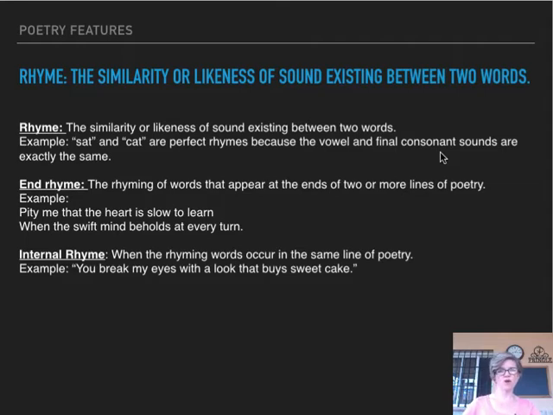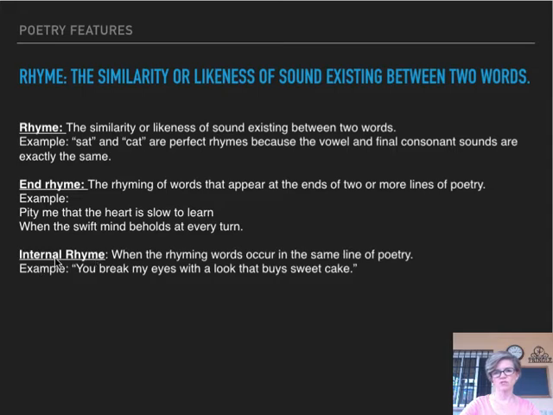The two other terms that have to do with rhyme are end rhyme and internal rhyme. And this simply just has to do with where the rhyme falls, okay? So end rhyme is when the rhyming words appear at the end of 2 or more lines of poetry. And these are the final 2 lines, the couplet that comes at the end of Sonnet 29. Pity me that the heart is slow to learn when the swift mind beholds at every turn. So learn and turn, okay? That's end rhyme. So when you've got rhyming words at the end of lines, that's end rhyme, okay? The term itself gives it away.